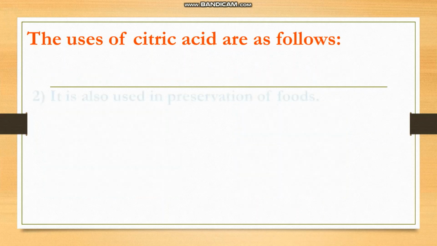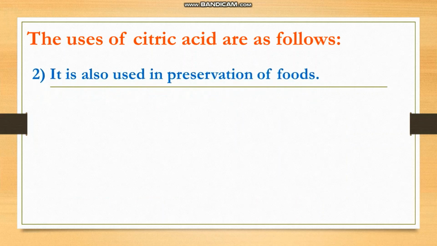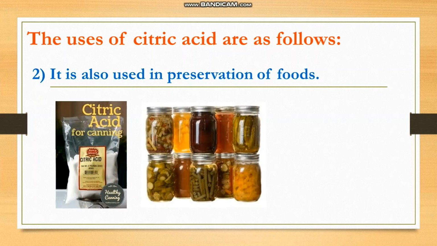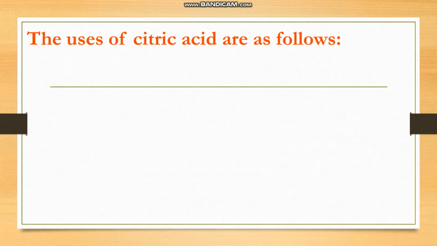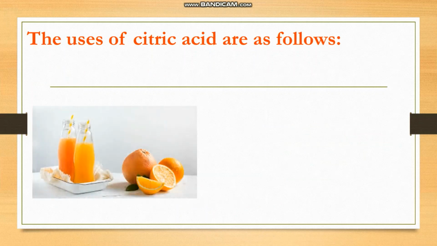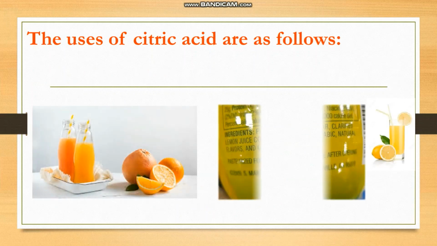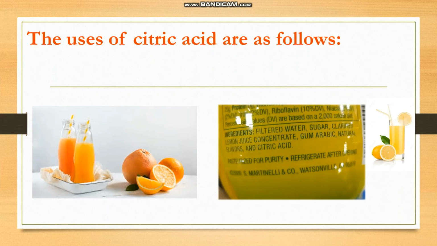It's also used in preservation of foods because citric acid actually prevents the growth of bacteria. So it can be used for canning or for bottling different food items. Citric acid is also used to make juices. So as you can see, that's the label of a juice, and yes, one of the ingredients used in it is citric acid.